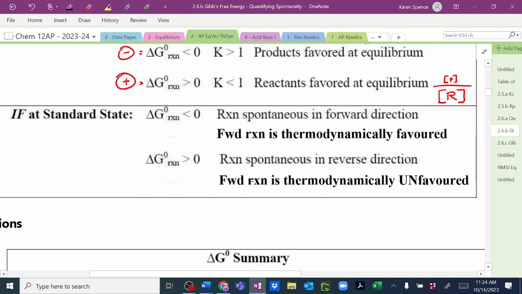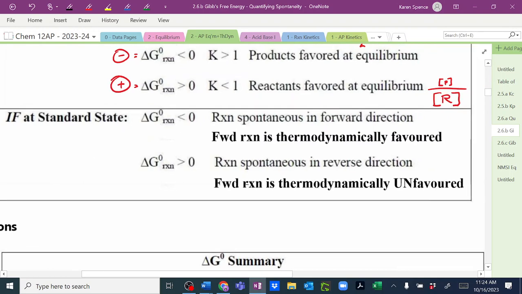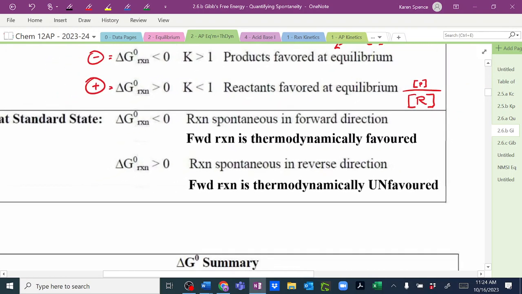If we are at standard state, and delta G is negative, if delta G is less than 0, the forward reaction is thermodynamically favored. If delta G is greater than 0, in other words, if it is positive, the forward reaction is thermodynamically unfavored.